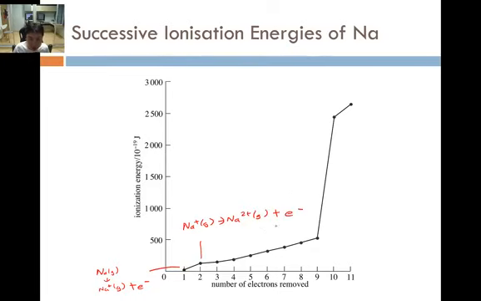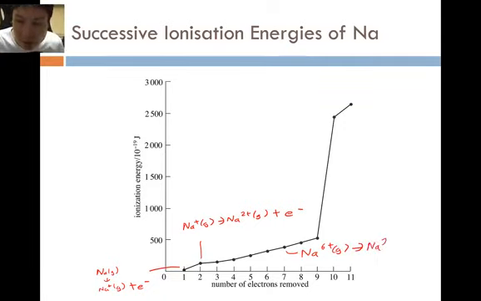As another example, this seventh one will stand for Na6 plus gas, removing one electron from the Na6 plus cation to form Na7 plus and an electron. So basically this is how to read the graph. This is the value for the first ionization energy, the second ionization energy, third ionization energy, and so on and so forth.